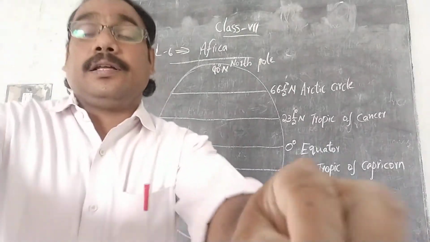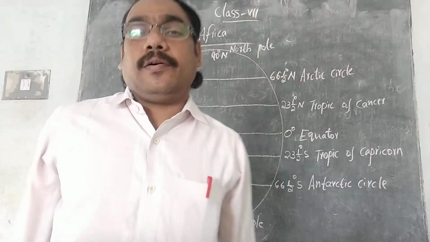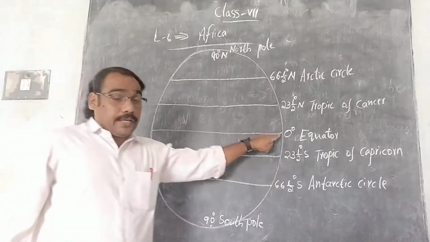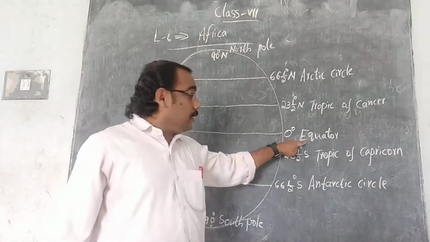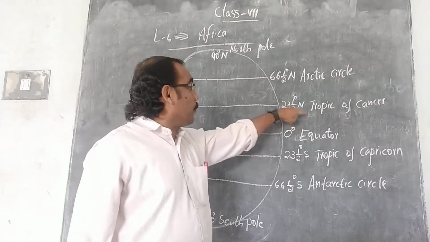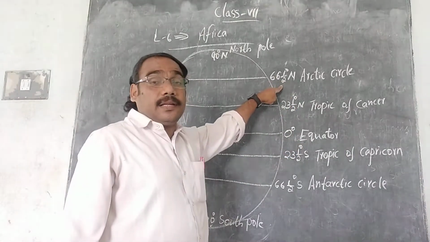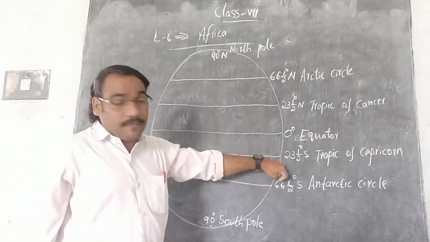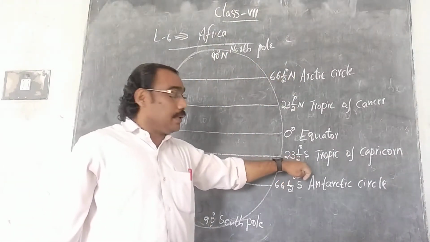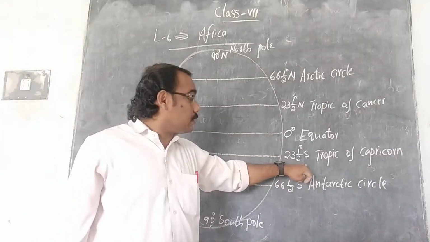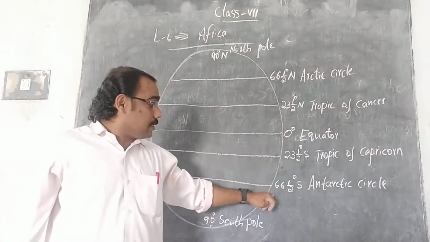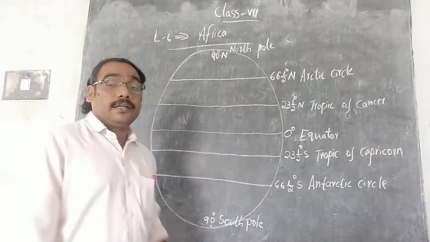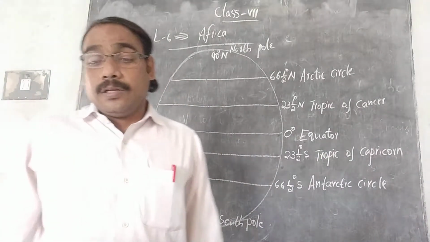Okay, this is the overall outline of a globe. 0 degree latitude is known as the equator. 23.5 degree north, Tropic of Cancer. 66.5 degree north, Arctic Circle. 90 degree north, North Pole. Same way, 23.5 degree south of the equator is Tropic of Capricorn. 66.5 degree south is Antarctic Circle. 90 degree south is South Pole.